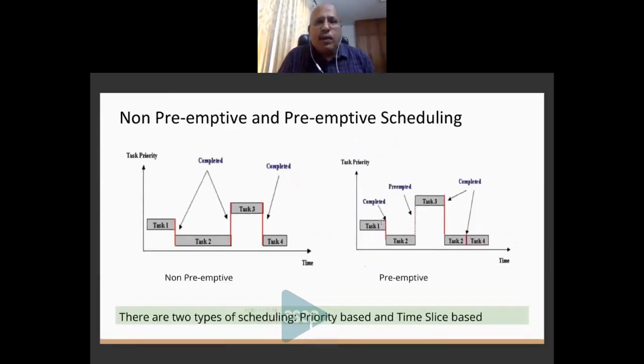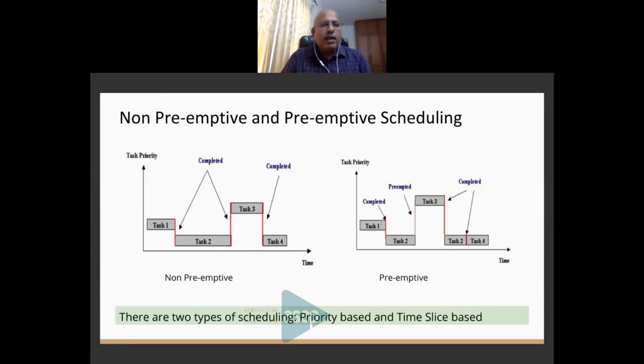There are two types of scheduling by the real-time operating system. One is called non-preemptive scheduling, and the other is called preemptive scheduling. Let us look at non-preemptive scheduling. There are 4 tasks here. The first task got scheduled and completed its job, and then task 2 was able to execute, but it has a lower priority because the vertical axis is task priority.